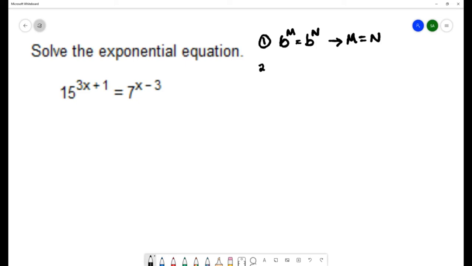The second way, if I can't do it that first way, is to convert the exponential equation into a log equation. So I'll start off with some exponential equation, y equals b to the x. I can convert that to a log equation using the definition of logs. That would be log base b of y equals x. And this works on most exponential equations.